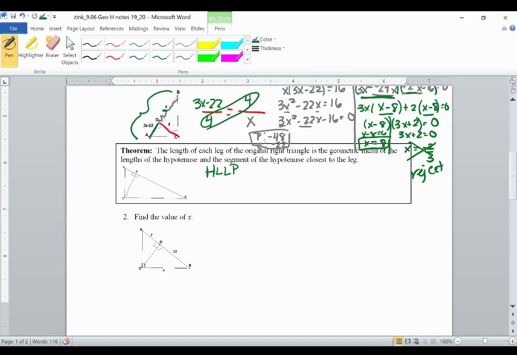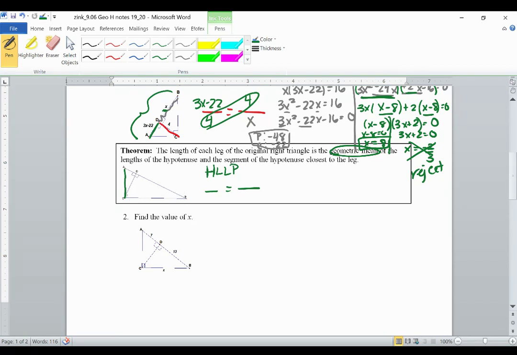We're not given the altitude and we're not looking for the altitude. So this says the length of each leg of the original right triangle is the geometric mean of the lengths of the hypotenuse and the segment of that hypotenuse closest to the leg. So the geometric mean is one of the legs. We could either talk about AC, and again, we're talking about the large triangle when we talk about the hypotenuse or the legs. So this one we would take either AC or CB.